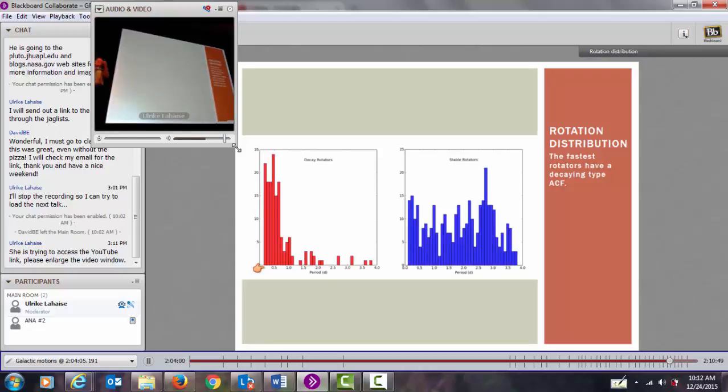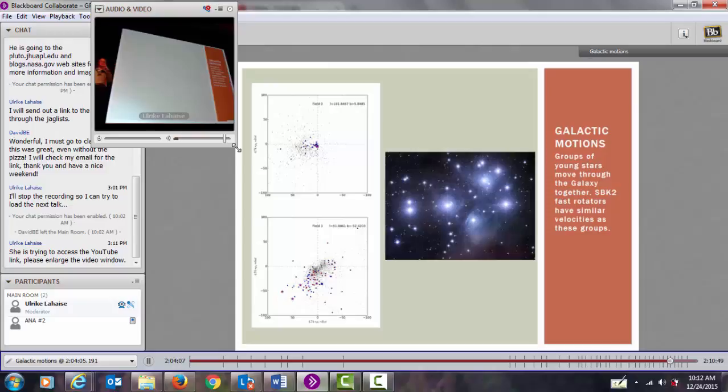Okay, so there are other indicators of youth, like I mentioned, and one of them is galactic motion. Groups of stars form together in these clouds, like that figure showed earlier, and then they'll move around the galaxy together over time. Eventually they'll be disrupted, but they make clusters of stars like the Pleiades.